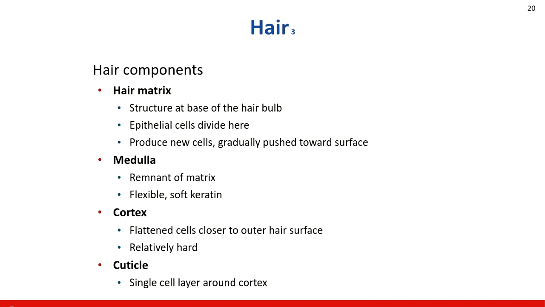Keep in mind one of the structures that we had talked about before was the hair matrix. This is that area where we actually see epithelial cells dividing constantly. And similar to what we saw in the epidermis, as those cells are dividing, they'll get pushed superficially. That's what we see here. So those new cells are going to be pushed toward the surface of the skin. I want to see if I have a picture for it.